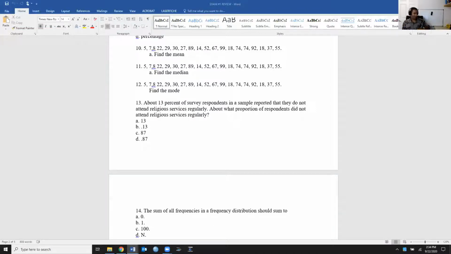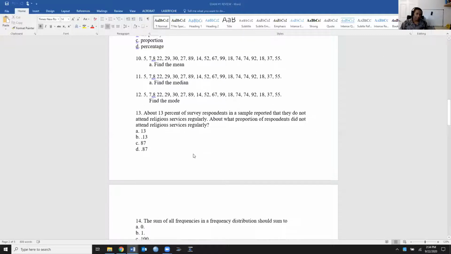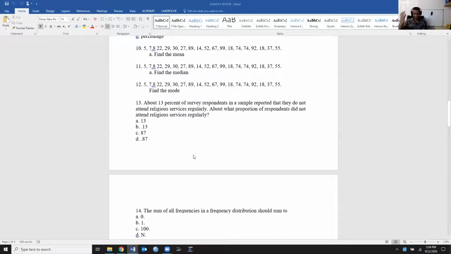Okay, if there's no question about that, then we can just move along. Just be aware that some of the problems you might have to figure out mathematically like this, but you also have things that are conceptual. So you need to understand that I have a percentage, I need to get it to a proportion, so divide by 100.